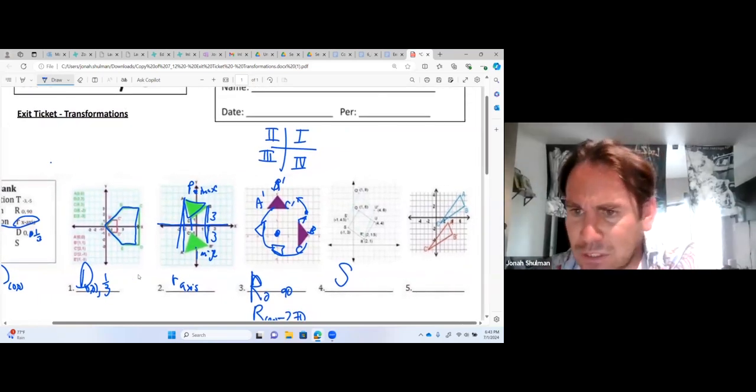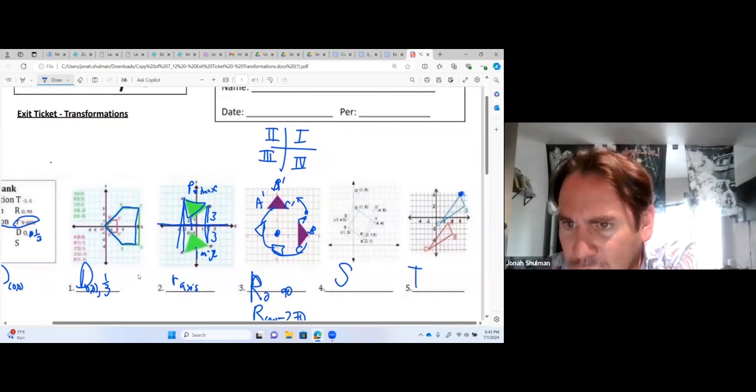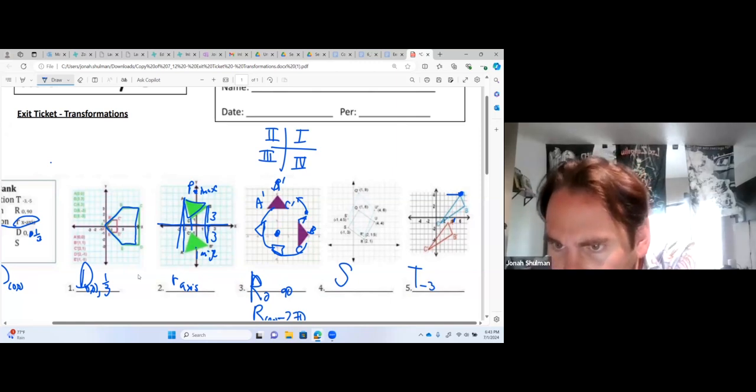So here's your translation. Here's your first picture. Here's your second picture. It's got the prime. So do we go left 3? 1, 2, 3. That looks right. 1, 2, 3. 1, 2, 3, 4, 5. Yeah, that's right.